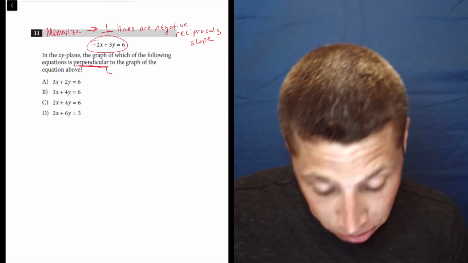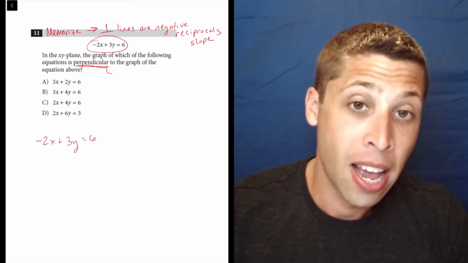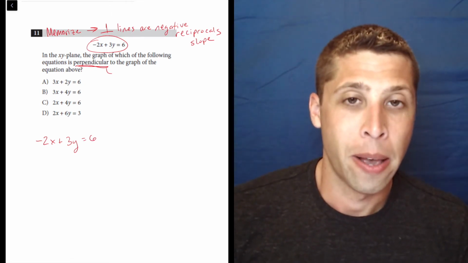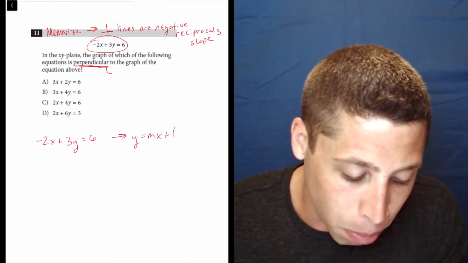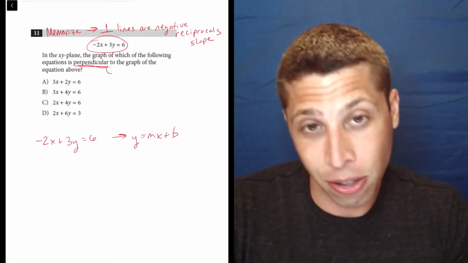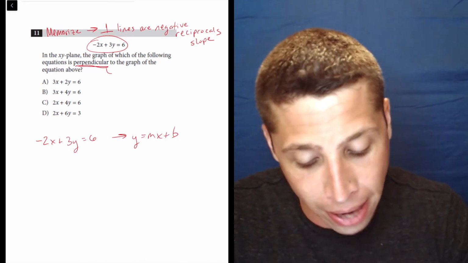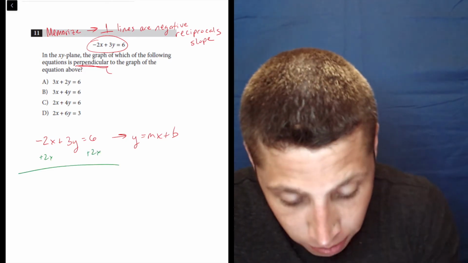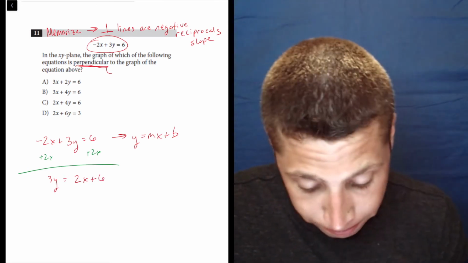Negative reciprocal slopes. So if I have negative 2x plus 3y equals 6, I'm going to get back to basics because this doesn't really mean a lot to me. But if I can rearrange back into y equals mx plus b form, then I'm more able to understand what I'm looking at. So for lines in general, if they're not in y equals mx plus b form, it's a good habit to get back there. So what do we do to do that? We add 2x to both sides, and that's going to get us 3y is equal to 2x plus 6.